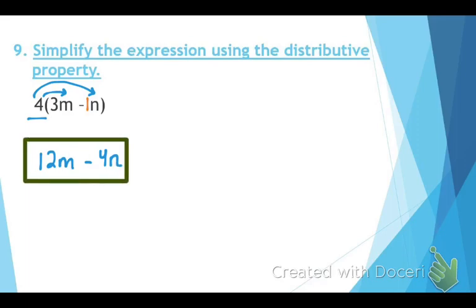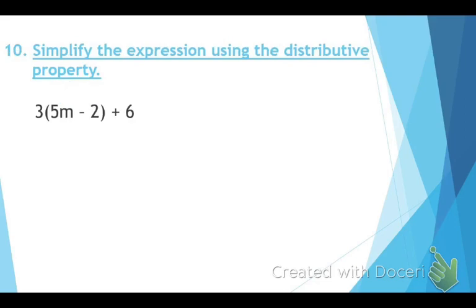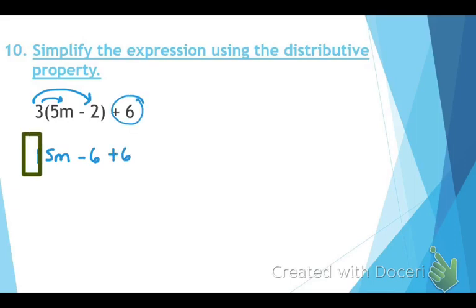Always look to see what you're multiplying together. Once again, we're using distributive property. The number outside the parentheses gets multiplied by everything inside the parentheses. Should it get multiplied by the numbers outside the parentheses? No, it should not. So looking at this first one, 3 times 5m is 15m. 3 times negative 2 is negative 6. And then what should I do to the plus 6? Bring it down.